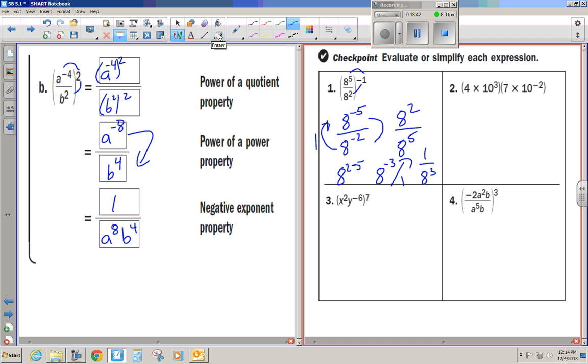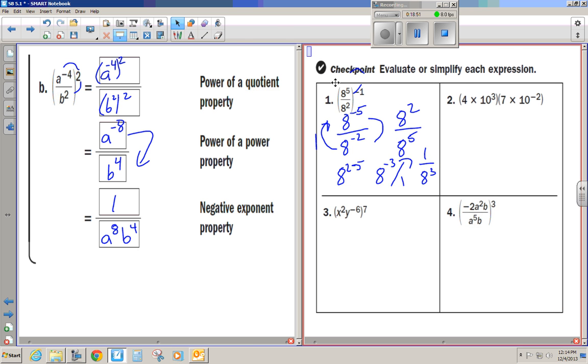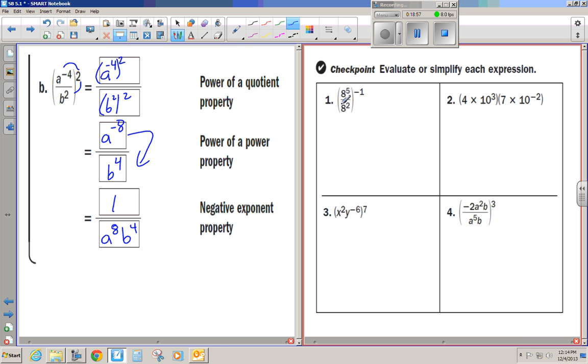All right, I'm going to erase this, so pause the video. I want to show you another way, one of the other ways we could have done this type of problem. All right, so the other way would be to use the quotient property first and do 8, 5 minus 2, which is 8 to the 3rd. You then can go ahead and distribute, get -3, and from there, put it on the other side of the fraction. You still end up with 1 over 8 to the 3rd, but it's a little bit faster.